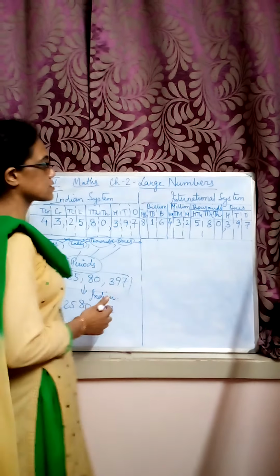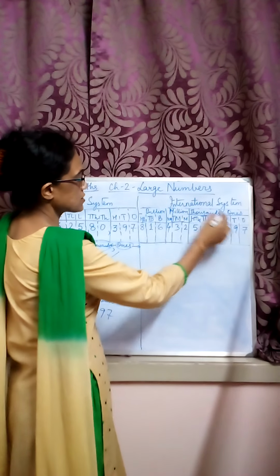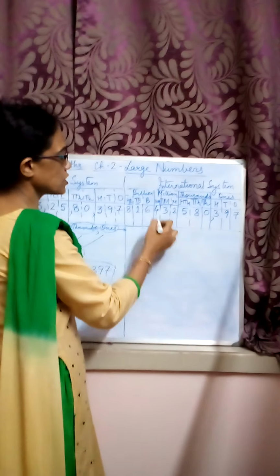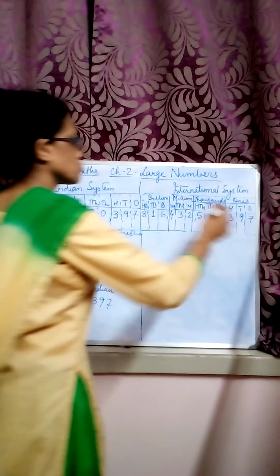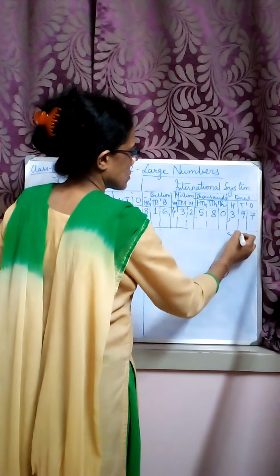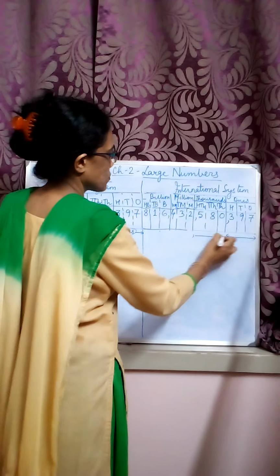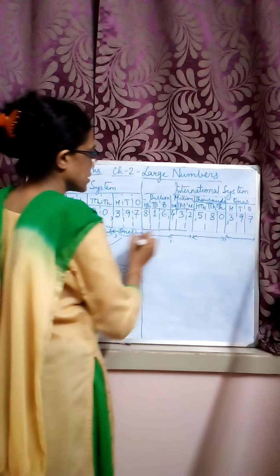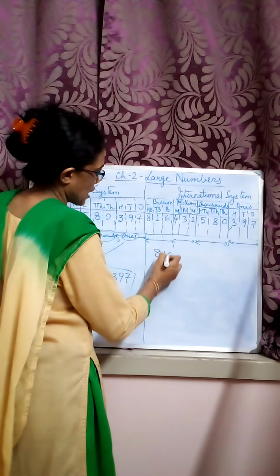In the international system, we have the periods as ones, thousands, millions, billions. Each period is divided into 3 digits. After every 3 digits, we are putting a comma. So this is the ones period, we are putting the comma. This is the thousands period, we are putting the comma. This is the millions period, we are putting the comma, and this is the billions period, we are putting the comma. So in this way, we are writing the number like this.